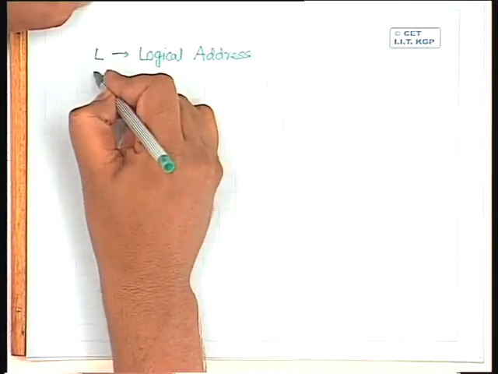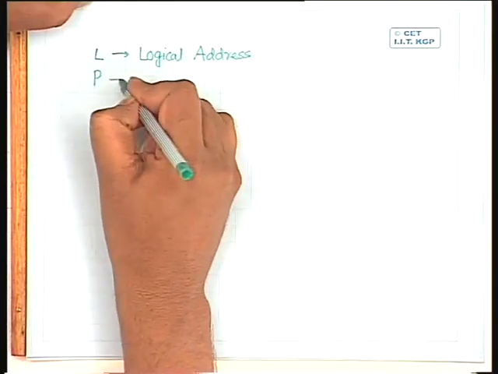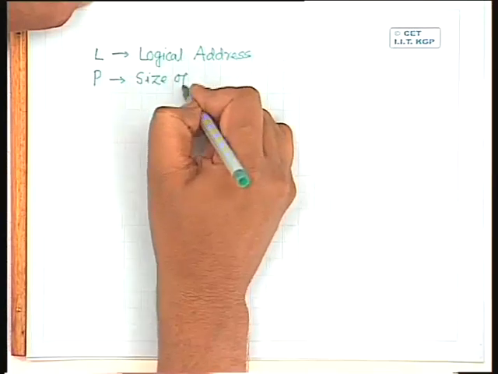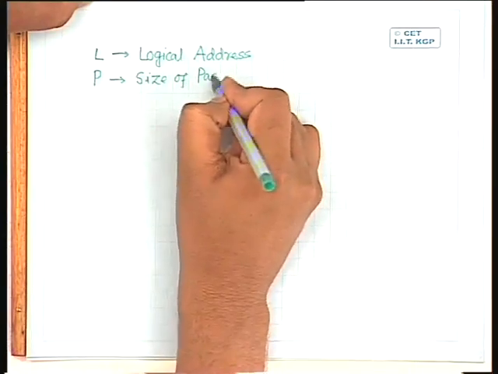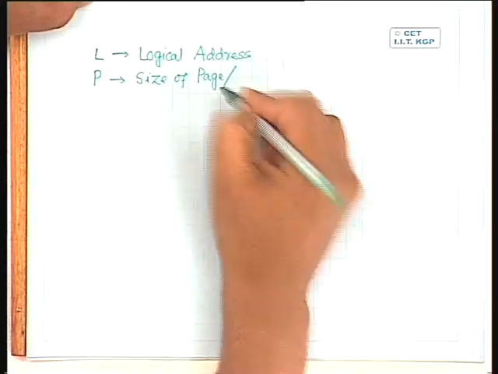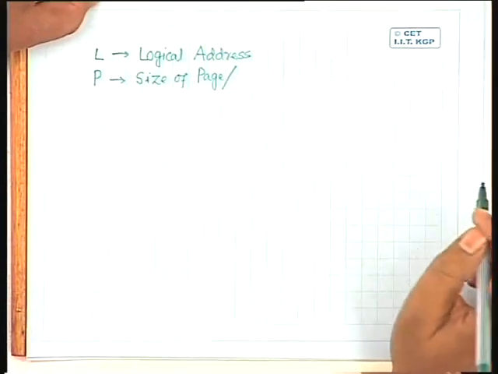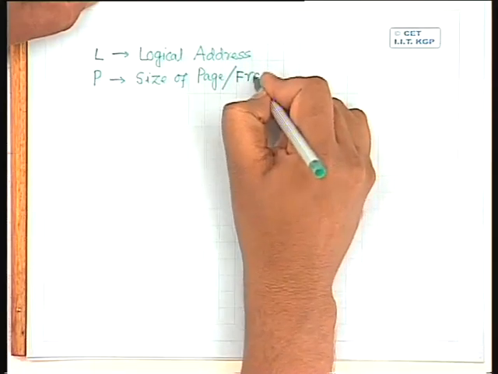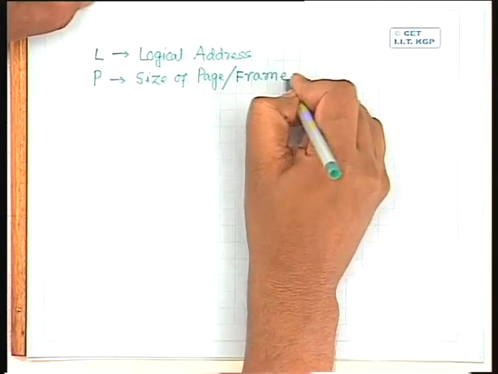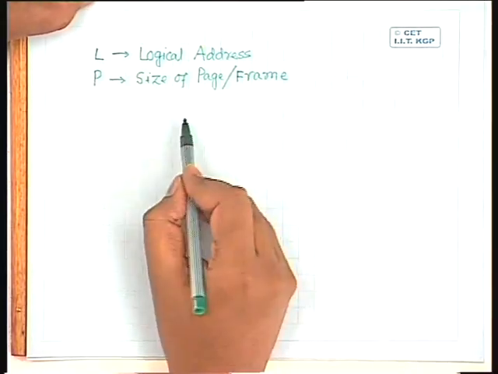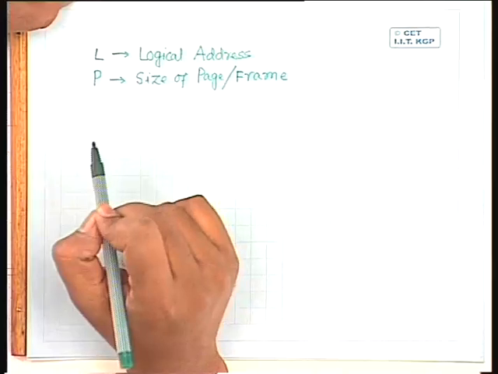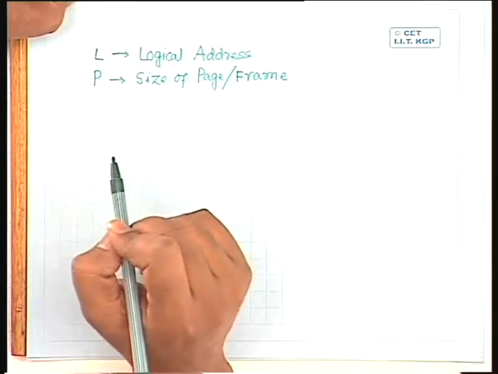If we assume that capital P is the size of a page, and as we said that the page size of the logical address space is the same as the frame size in the main memory, so this will also be the size of a frame in the main memory. Now from this logical address and the page size, we can calculate the page number and the offset within the page.